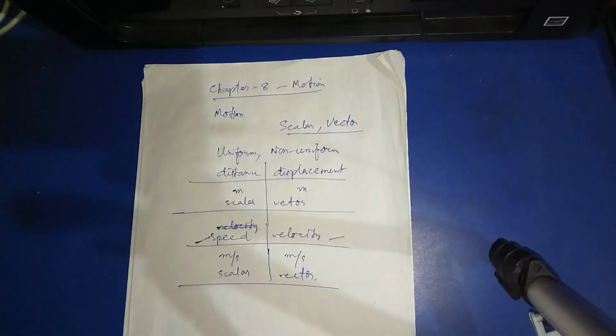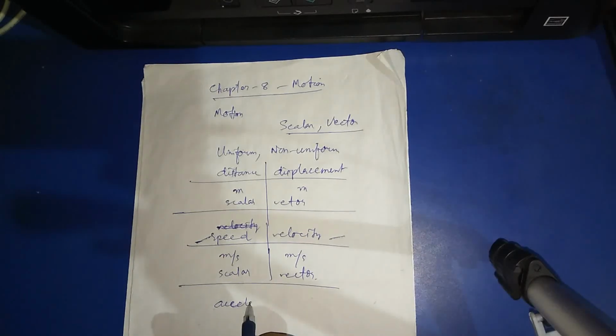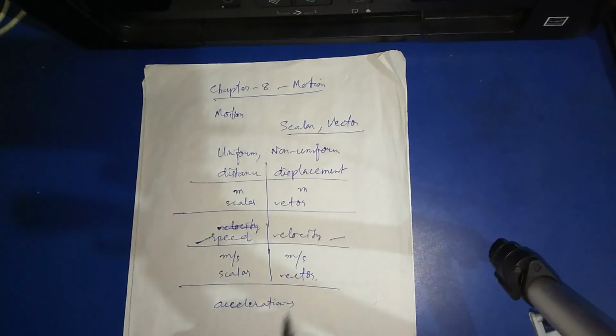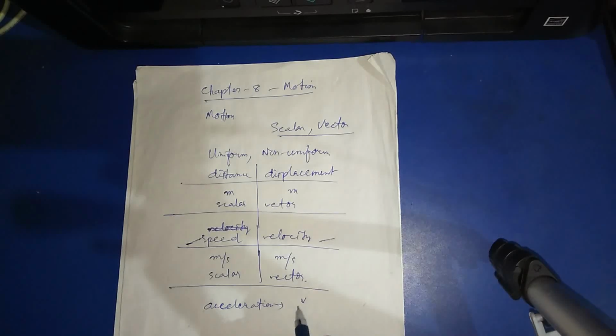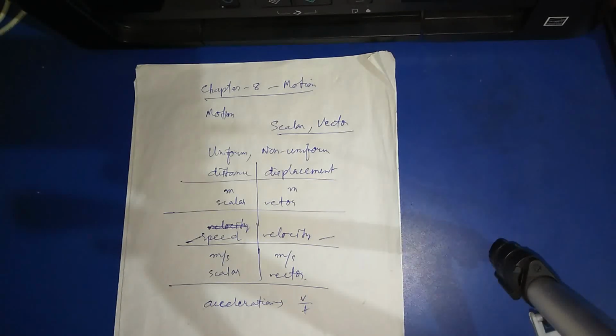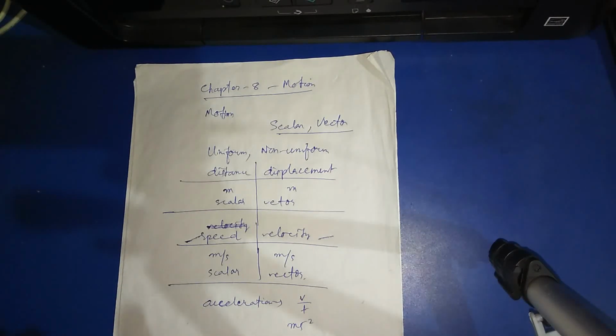Without wasting any time, let us go straight to acceleration. Acceleration is the rate of change of velocity. Acceleration is defined as the rate of change of velocity, so we write velocity by time. The SI unit of acceleration is meter per second squared, or m/s². It is also a vector quantity.